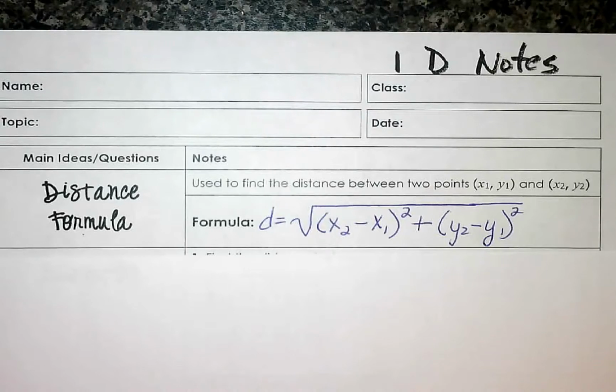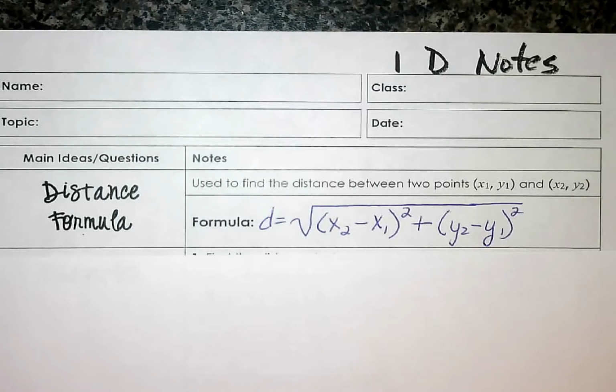Okay, this will be part one of 1D notes. We have two different formulas that you really need to make sure you get down and get down correctly. I've listed the first one here for distance. Basically, in the last lesson, in 1C, we talked about distance and midpoint on a number line.